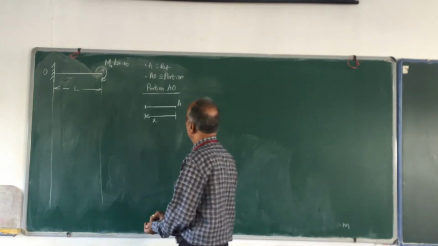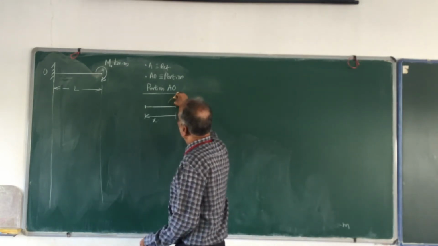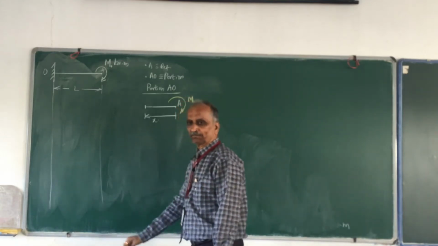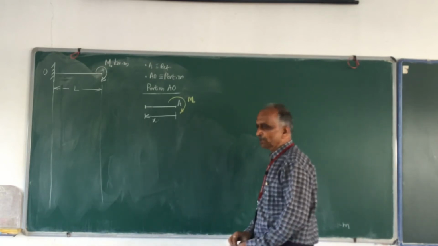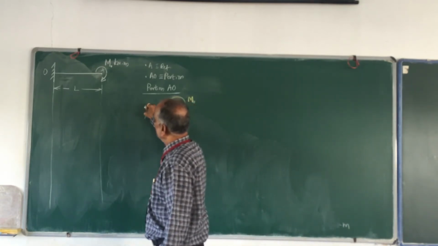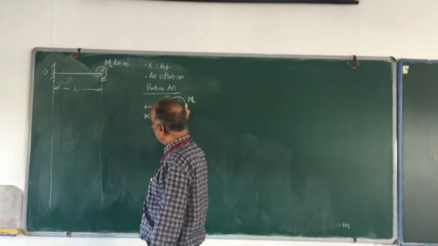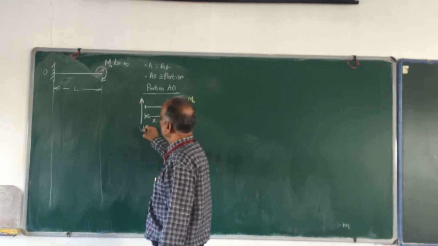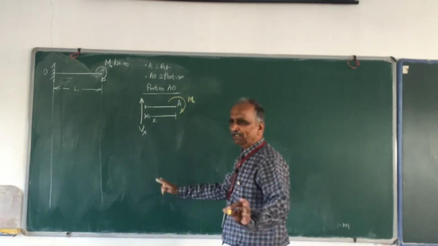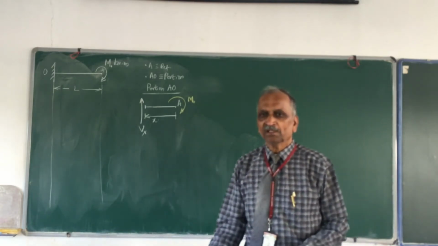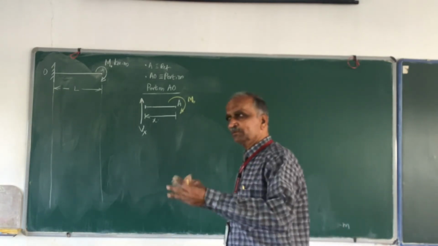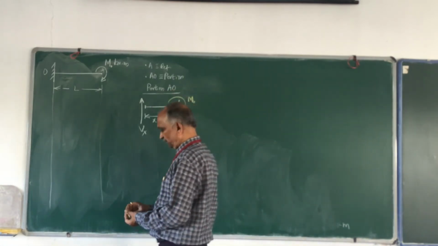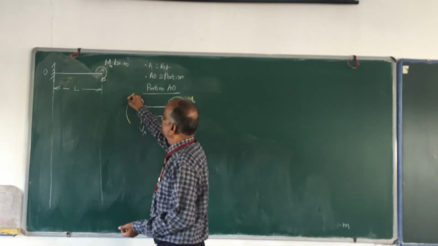Show the external load. I have a moment here, it is clockwise in direction, and its value is m0 kilonewton meter. Then show at the section, since the portion of the beam is to the right hand side, this is my positive shear force. I assume that the shear force there is positive. If my assumption is wrong, I may end up with a negative value. Similarly, the bending moment will be in this direction.